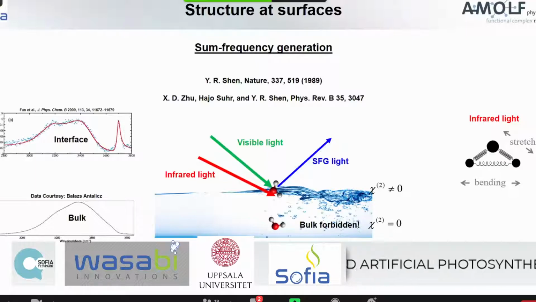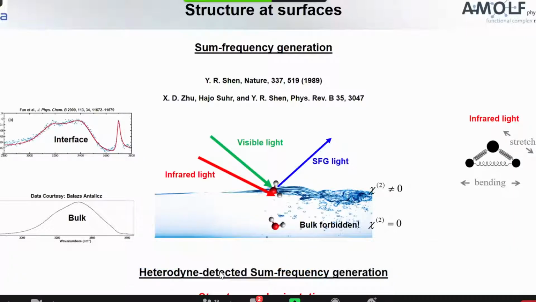Now, a small tweak to this technique can be used where we can talk not only about the structure, but also about the orientation. That technique is called heterodyne detected sum frequency generation. Again, not going into the details. The reference is mentioned here. If somebody wants to look, please go to that reference. So what we can do is look at the orientation, whether the OH is pointing upward or downward, using a slight modification to the sum frequency generation technique, which we can do at ARMOLF.